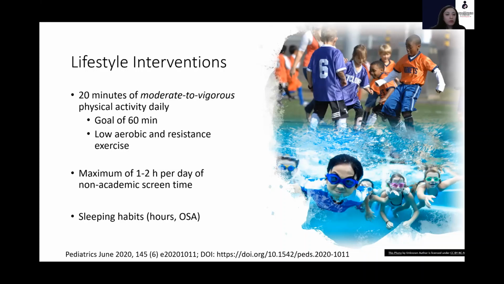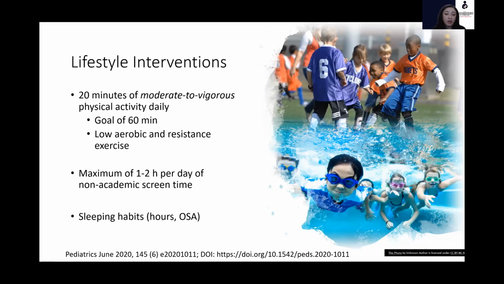The AAP also recommends a maximum of 1 to 2 hours per day of non-academic screen time. I don't know how. I think we're really failing when it comes to this, especially now kids are e-learning, but they're also doing other things on their computer.